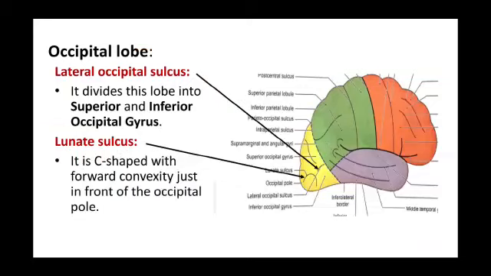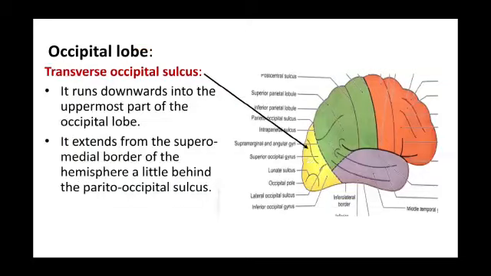The lateral occipital sulcus divides the lobe into superior and inferior occipital gyrus, and the lunate sulcus, which has its convexity forwards, lies in front of the occipital pole. Next we have the transverse occipital sulcus, which runs downwards into the uppermost part of the occipital lobe. It extends from the superomedial border of the hemisphere a little below and behind the parieto-occipital sulcus.